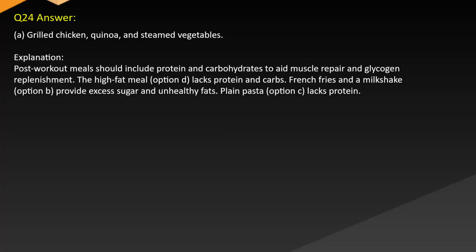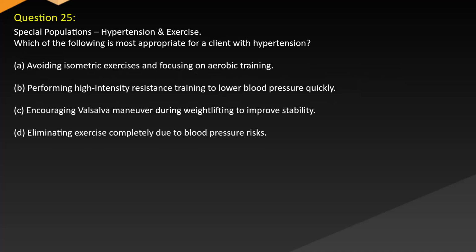Answer: A. Grilled chicken, quinoa, and steamed vegetables. Explanation: post-workout meals should include protein and carbohydrates to aid muscle repair and glycogen replenishment. The high-fat meal, option D, lacks protein and carbs. French fries and a milkshake, option B, provide excess sugar and unhealthy fats. Plain pasta, option C, lacks protein. Question 25. Special populations. Hypertension and exercise.